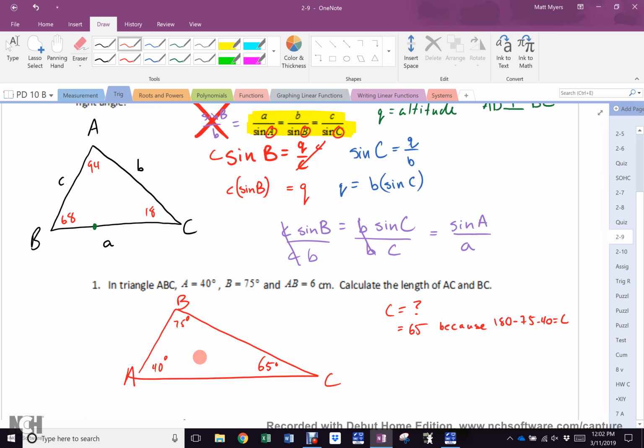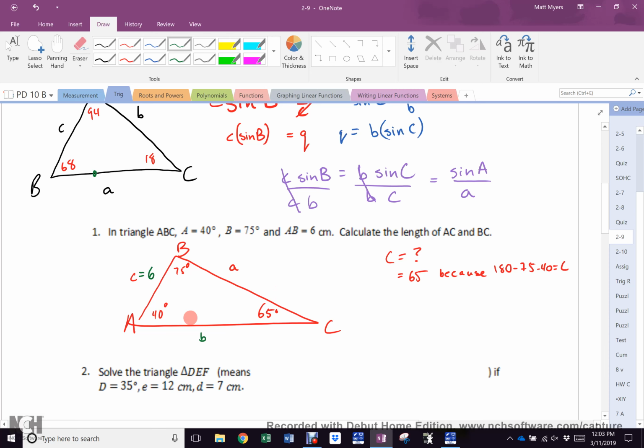So, now, do I know this side? Is this little a, little b? This is little a, right? Yeah. Do I know this side? Yes. What is it? It's little c, but I actually have a value for it, don't I? It is 6. Do I know this side? Is little b. I want to calculate AC and BC. And I have no 90 degrees.